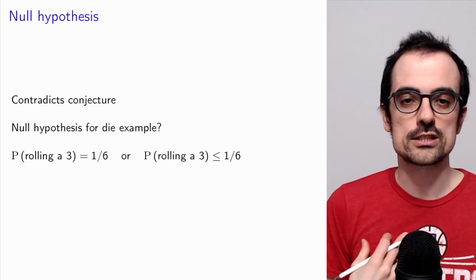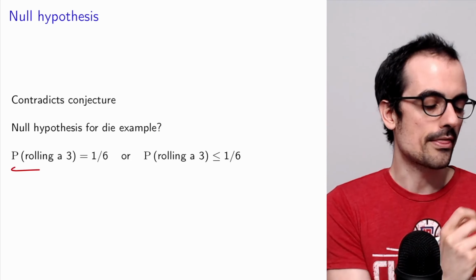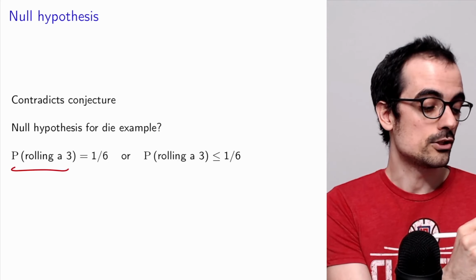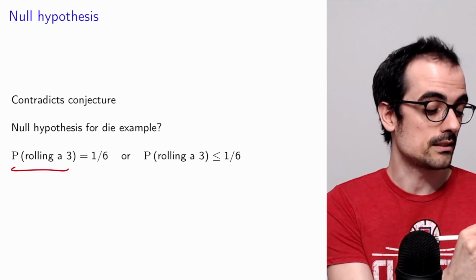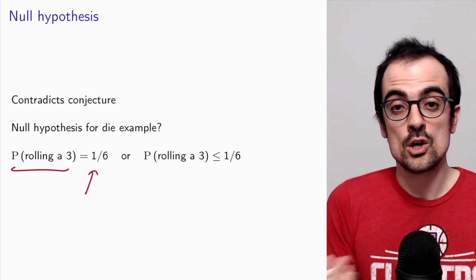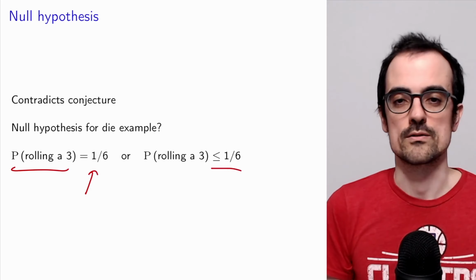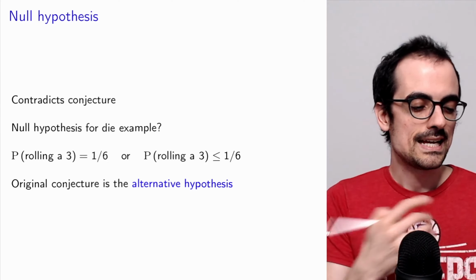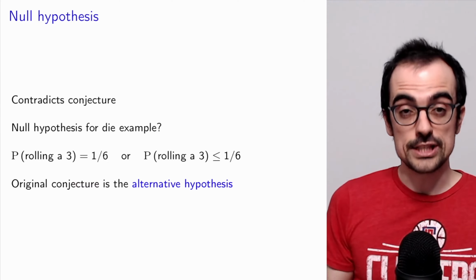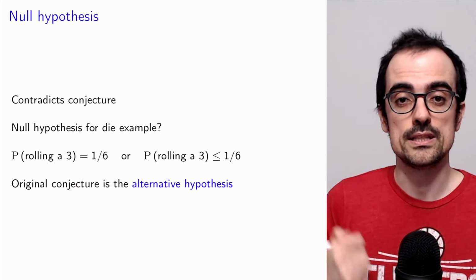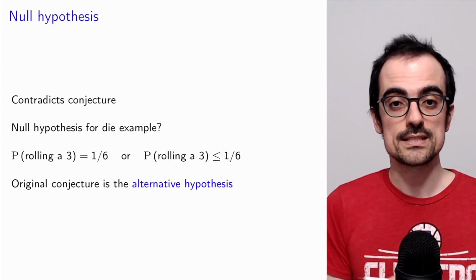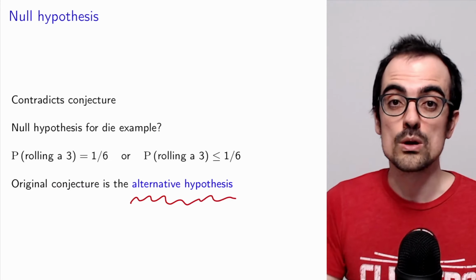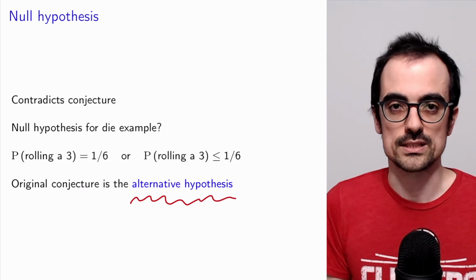In our case, our conjecture of interest is that the probability of rolling a 3 is greater than 1/6. So a natural null hypothesis is that that probability is actually equal to 1/6, or alternatively that it is smaller or equal to 1/6. It won't matter very much, as we will see later on. In this context, our original conjecture, that the probability of rolling a 3 is greater than 1/6, is called the alternative hypothesis, because it is alternative to this null hypothesis, which captures that nothing interesting is going on.